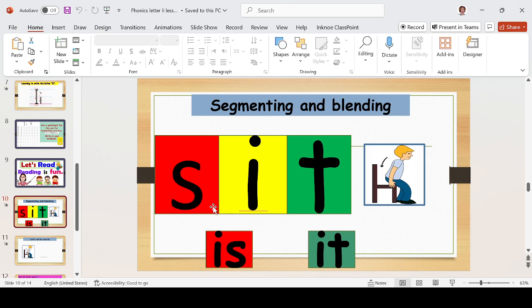CVC word. Okay, this is what you need to do. We are going to say the first one, s, e, t, sit. Okay, let's do one more time. S, e, t, sit. You can see she is sitting on the chair. Okay, so pause the video again and do the letter sounds. S, e, t, sit.